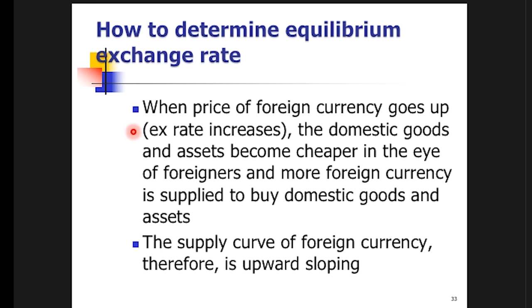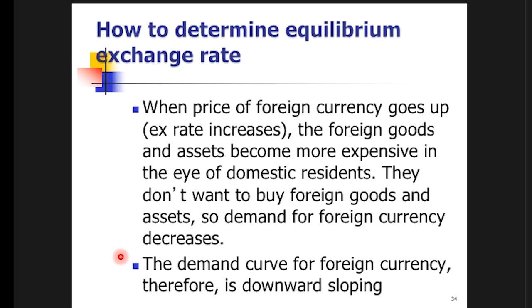So if the price of foreign currency increases, domestic goods become cheaper and we will sell more goods and services to foreigners. So the supply of foreign currency increases. Finally, we can see that if the exchange rate increases, the supply of foreign currency also increases, and the supply curve will be upward sloping. Another force is the demand.